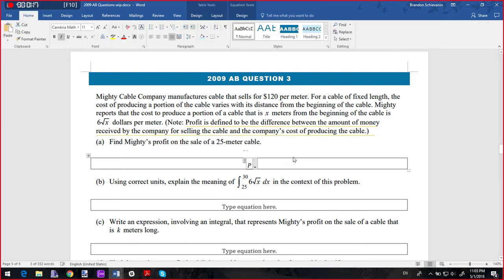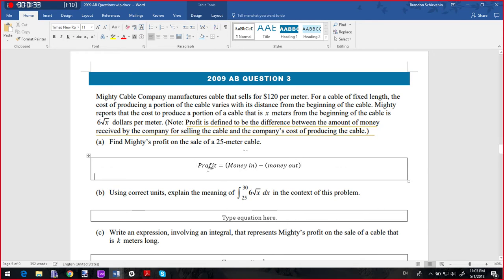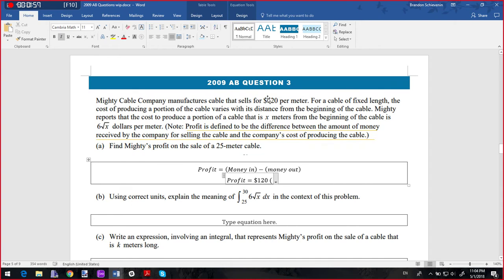So if I use that, profit equals, two parentheses just to make this money in minus money out. So the money you receive minus the cost of doing the business. So then if we have a 25 meter cable, the money that I'm going to take in, if they sell that cable for $120 per meter, is going to be $120 times our length of cable, which is 25 meters.